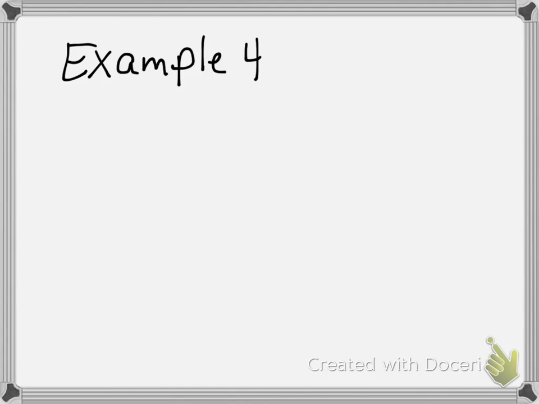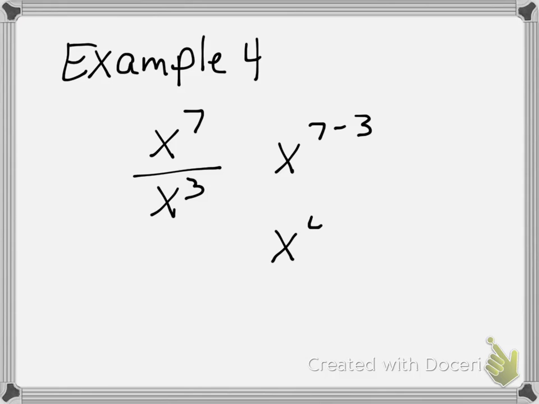So let's take a look at an example. If we had x to the 7th over x to the 3rd, what we would do is take those two, subtract them, so we get x to the 7 minus 3, which would give us x to the 4th power for our final answer.